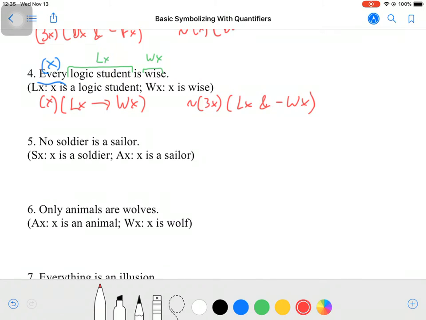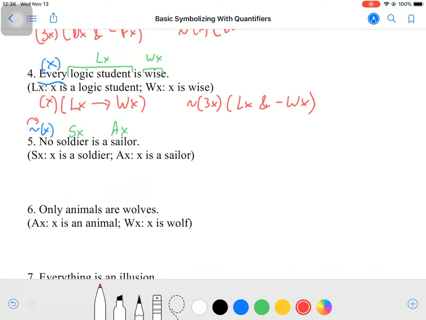Going on to 5, no soldier is a sailor. So we have a not claim, and it's going to be a not universal. We have soldiers, we have sailors. Now the question here is going to be where to put the negation, because the negation actually can't go with the universal right there. So we're going to give 2 different translations.